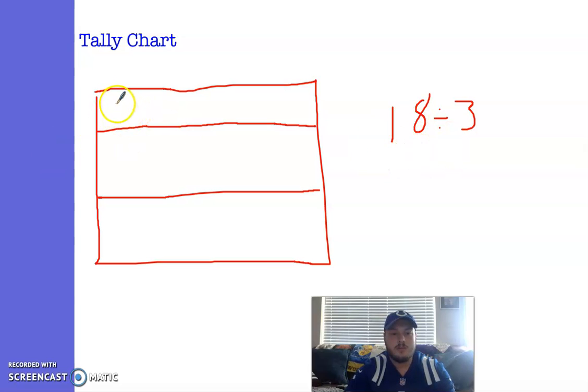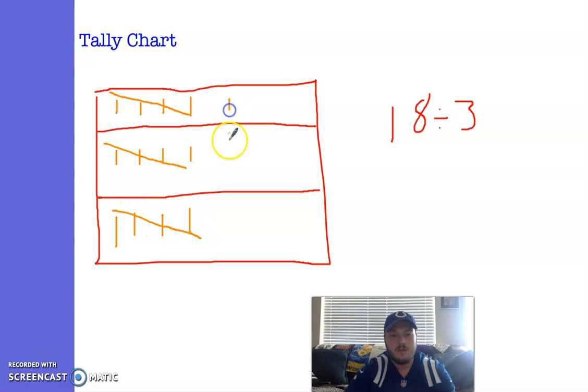18. So I'm going to go through and go 1, 2, 3, 4, 5, 6, 7, 8, 9, 10, 11, 12, 13, 14, 15, 16, 17, 18. We see that we have hit our total again, so we know our quotient for this problem has to be equal to 6.